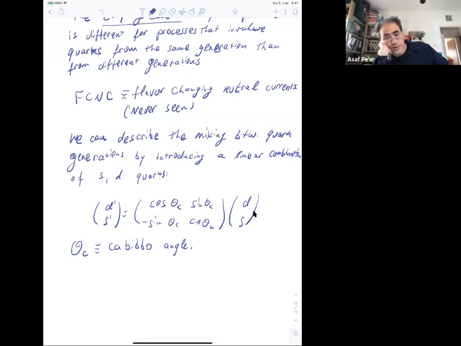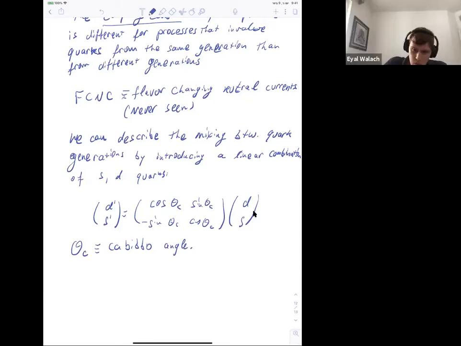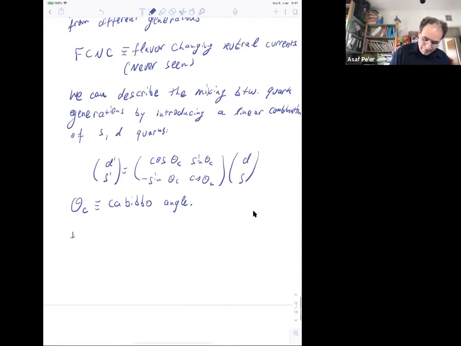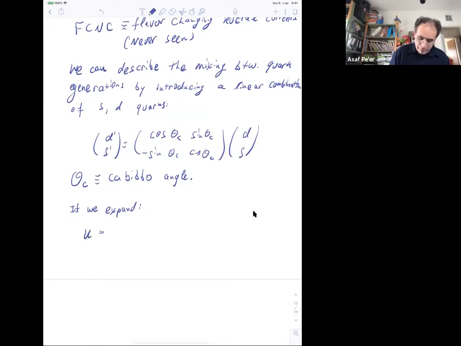So, basically, what we have is that the charged weak interaction can connect the up and the D prime, or the S and the C prime, right? So if we expand, then we get that the U quark, we can write this as W times D prime, which is W D cosine theta Cabibbo plus W S sine theta Cabibbo.